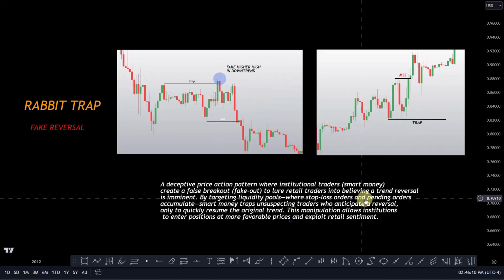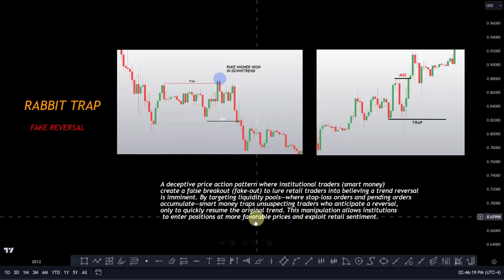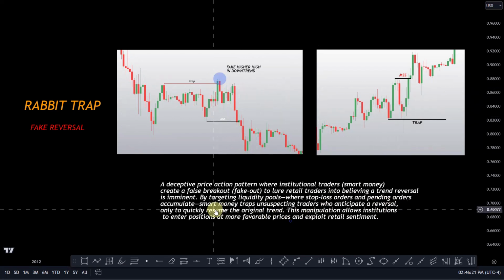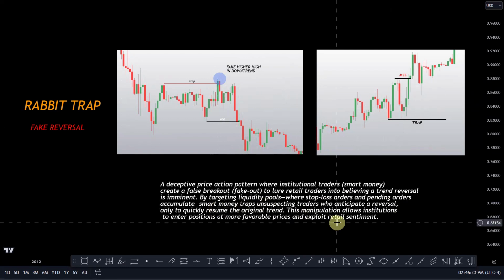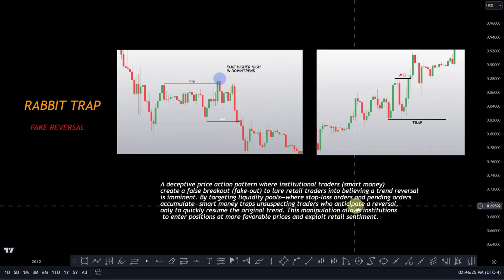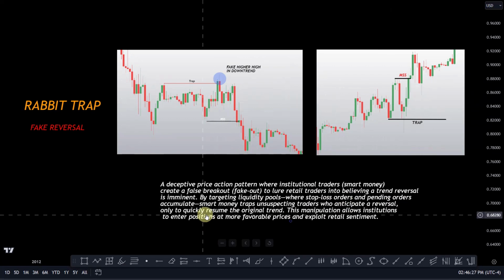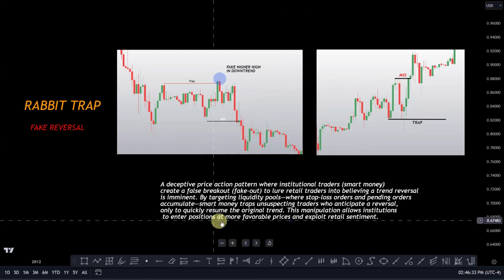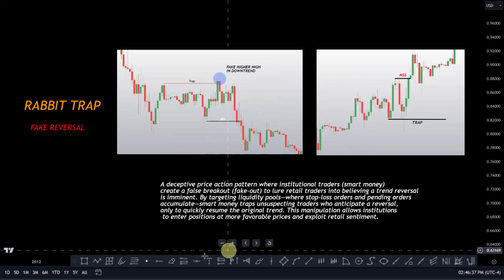They trap those pending orders and they also hit the stop loss for the sellers, as they put the stop loss right above the high. So they accumulate those orders, and smart money traps unsuspecting traders who anticipate a reversal, only to quickly resume the original trend. This manipulation allows institutions to enter a position at more favorable prices and exploit retail sentiment.